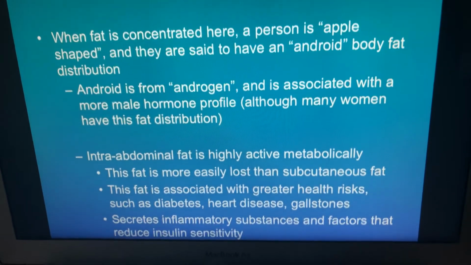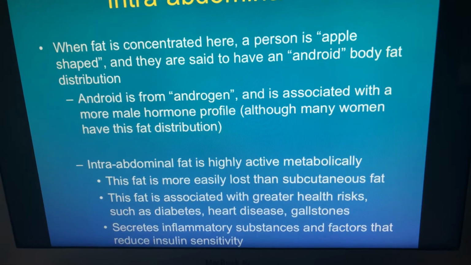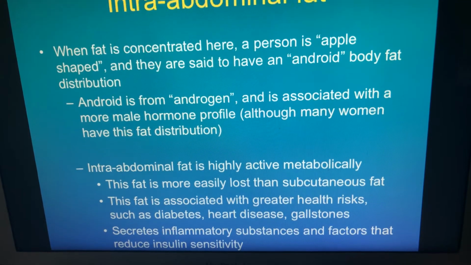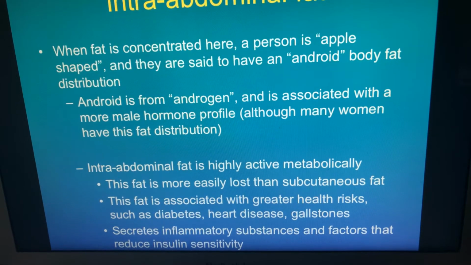One of the reasons it's unhealthy is that this body fat actually secretes inflammatory substances. Okay, remember, inflammation is the underlying cause of a lot of different disease, and factors that impair insulin action.